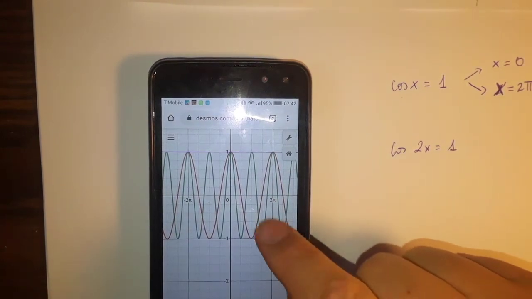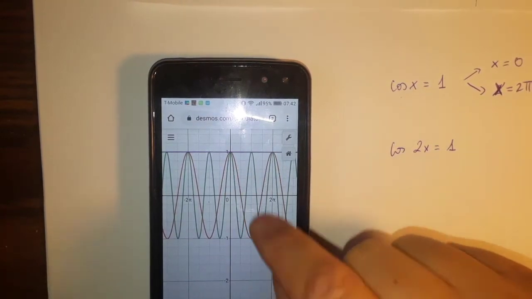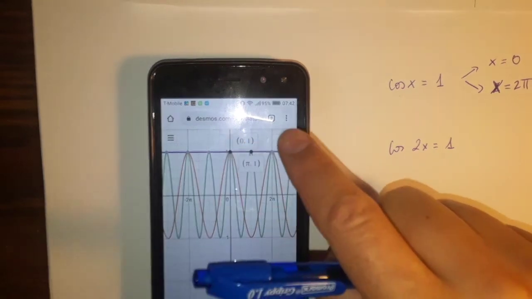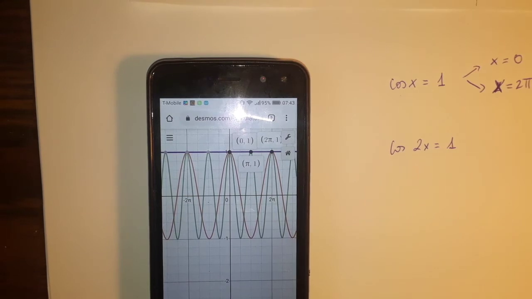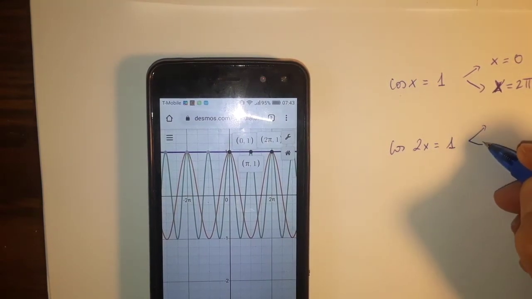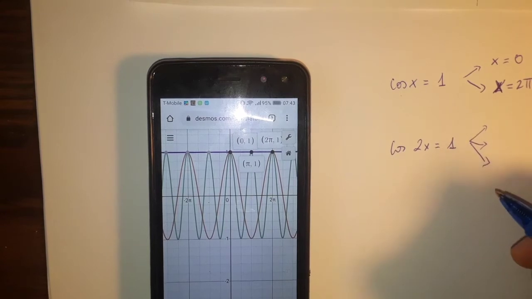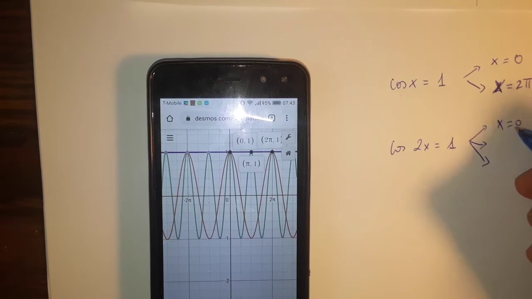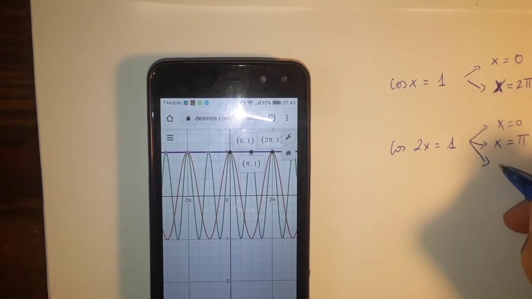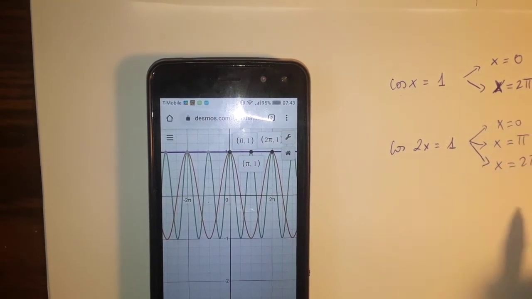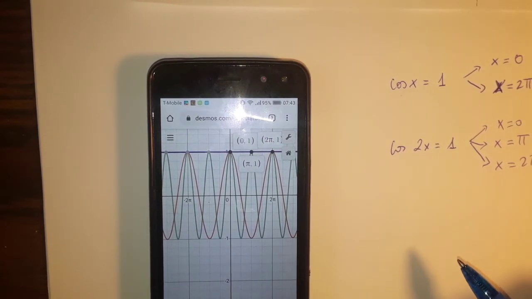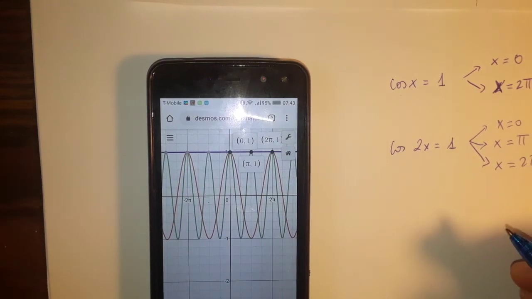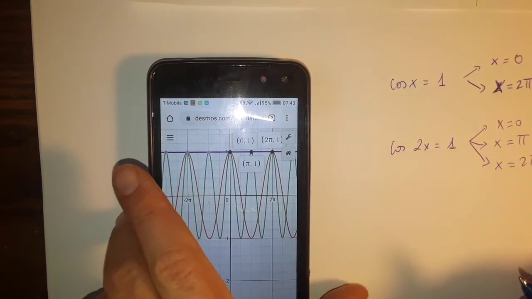So instead of reaching 1 only at 0 and 2 pi, it's reaching it at 0, pi, and 2 pi, right? So what we have here now is three answers between 0 and 2 pi. We have x equals 0, x equals pi, and x equals 2 pi. For all these angles, cosine is going to be 1. Okay? Now, how do we solve this without using a graphing calculator? That's something we're going to do right now.